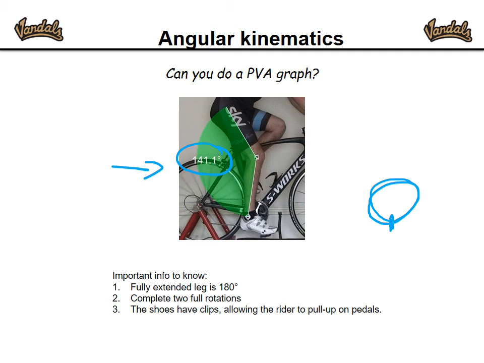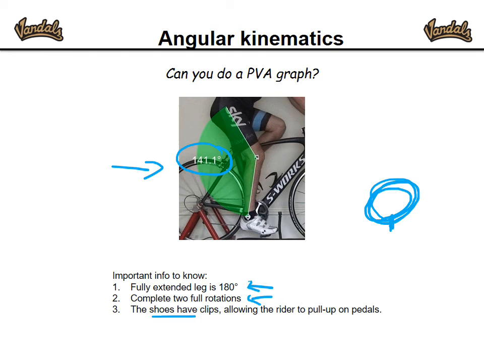For a leg, again, we're going by my orientation. If it's fully extended, it's 180 degrees. I want you to go 2 full rotations. So that's start at the bottom to the top, all the way around, and do that twice. So you have 2 cycles.